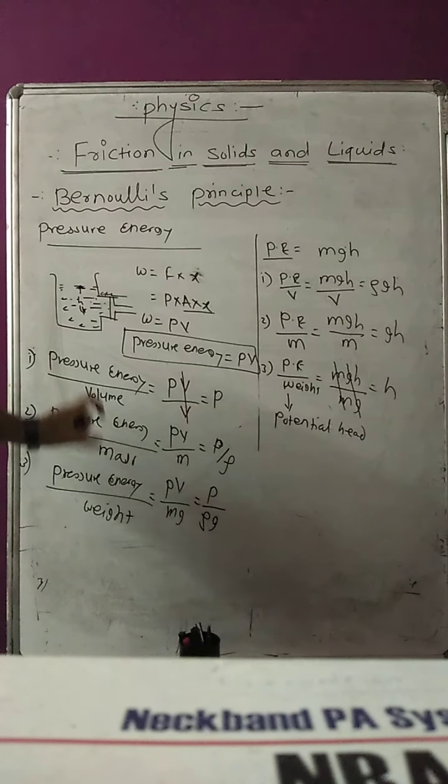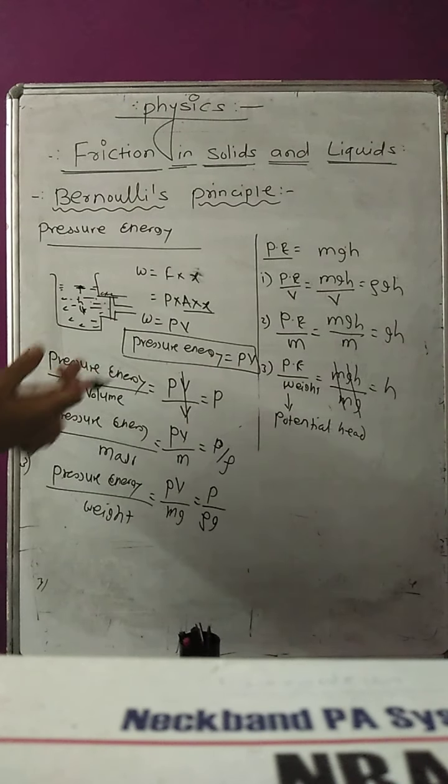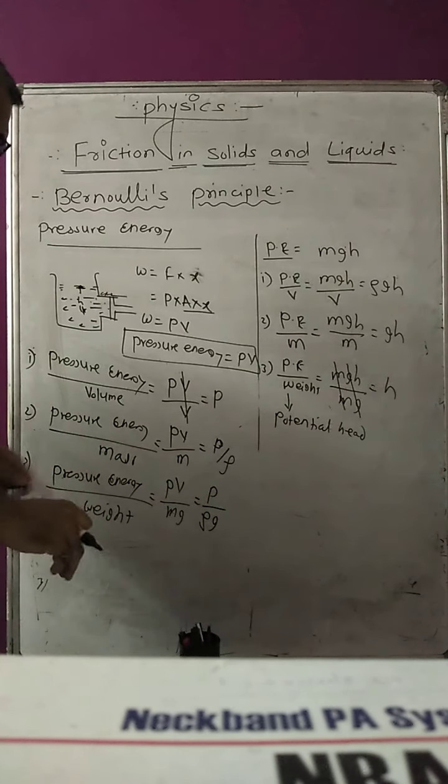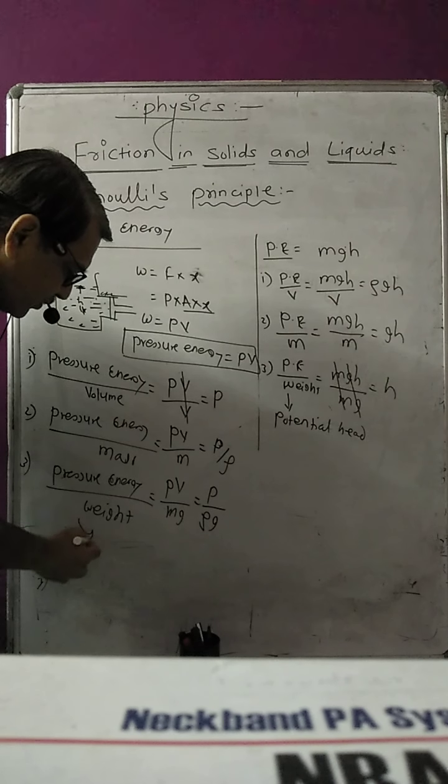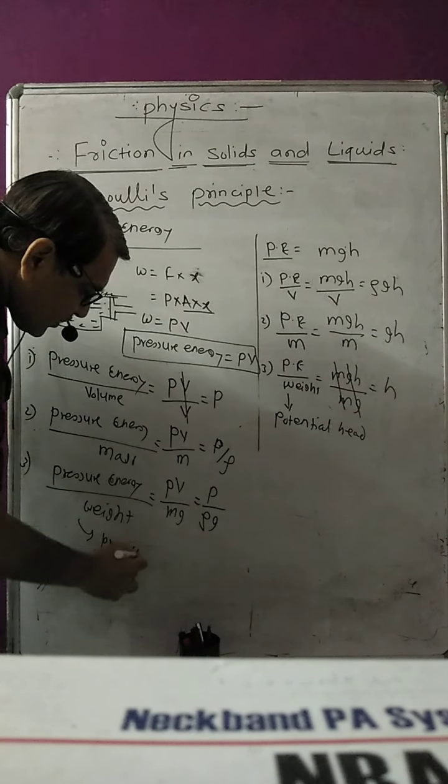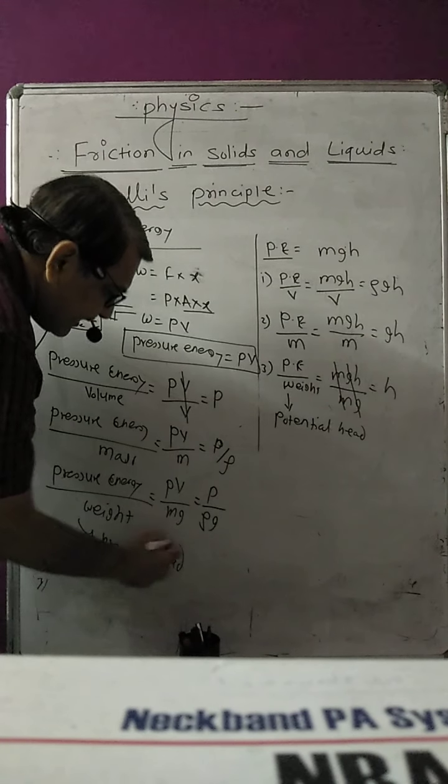Now you can take these parameters one by one, add all these things, and show that the sum remains constant. That will be the mathematical equation for Bernoulli's principle. The pressure energy per unit weight is also called the pressure head.